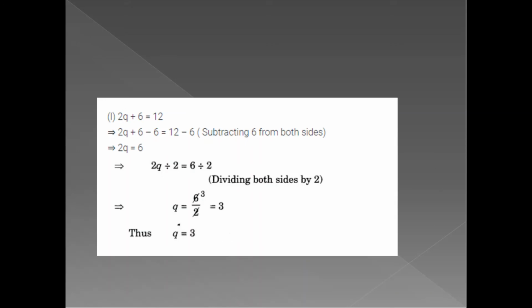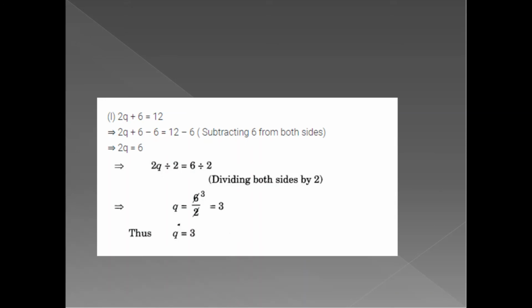2q plus 6 is equal to 0. 2q plus 6 minus 6 is equal to 0 minus 6. Subtracting 6 from both the sides, you get 2q is equal to minus 6. Now 2q divided by 2 is equal to minus 6 divided by 2. Q is equal to minus 6 upon 2 is equal to minus 3. So Q answer is minus 3.